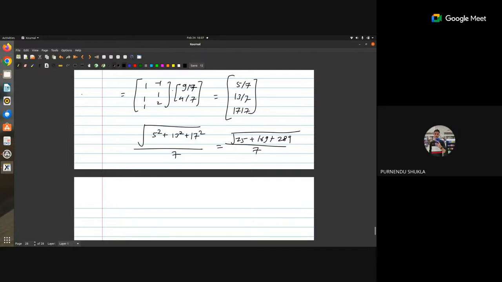So you are not audible. No, no. I'm just doing the calculations. You also can do the calculation, right? So root of 483. Root of 483. So it is 21 point something divided by 7. So it's coming out 3.13.